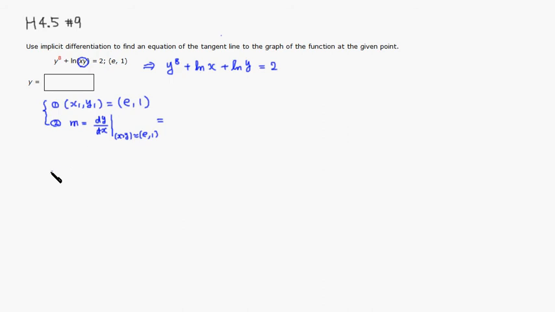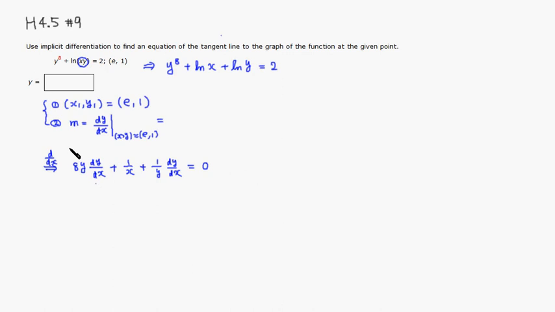So let's find dy over dx. From that equation, I'm going to take the derivative with respect to x. So we're going to do d over dx. The derivative of y to the 8th power would be 8y dy over dx, plus the derivative of natural log of x is 1 over x, plus the derivative of natural log of y is 1 over y dy over dx, is equal to the derivative of 2, which is a constant, so the derivative is 0.